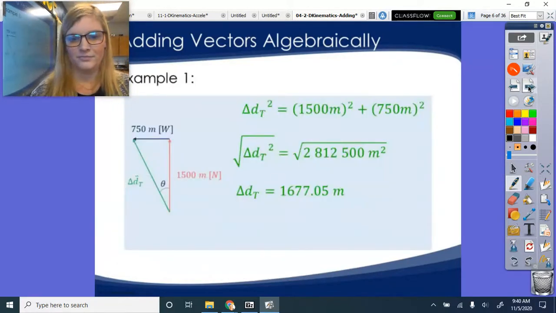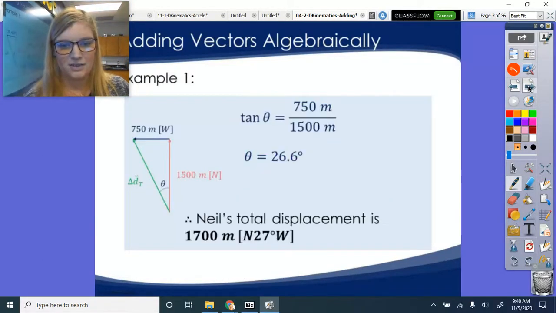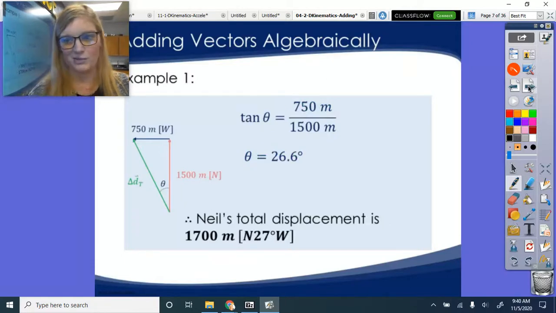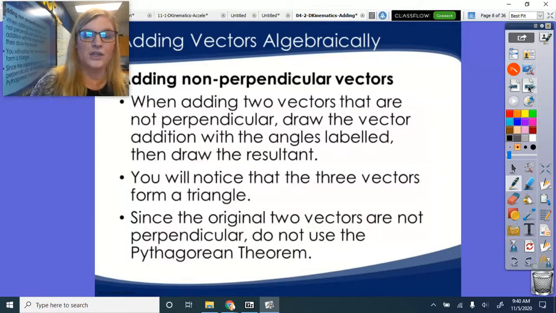Next slide. So here's all of that written out. If you wanted to follow their work, they rounded. I don't appreciate that. That's fine. So now we're going to go through an example of adding non-perpendicular vectors.